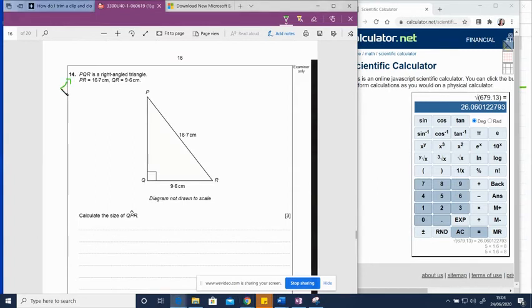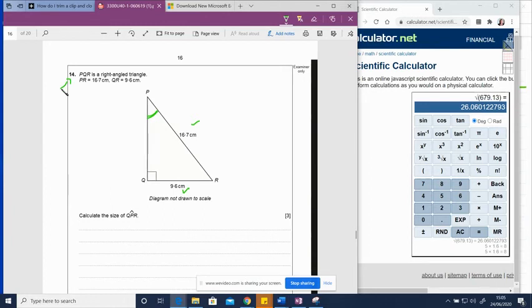Question 14. PQR is a right-angled triangle. The length PR is 16.7 and the length QR is 9.6. It wants us to calculate the size of the angle QPR. So let me find that angle, QPR. So it's that angle I want to find the size of.